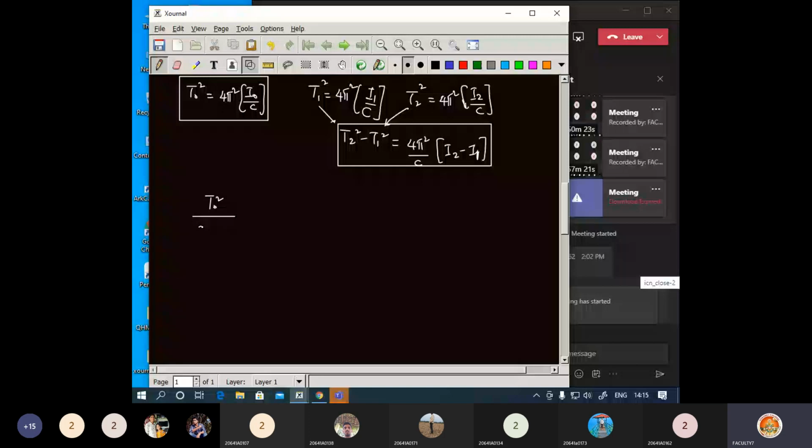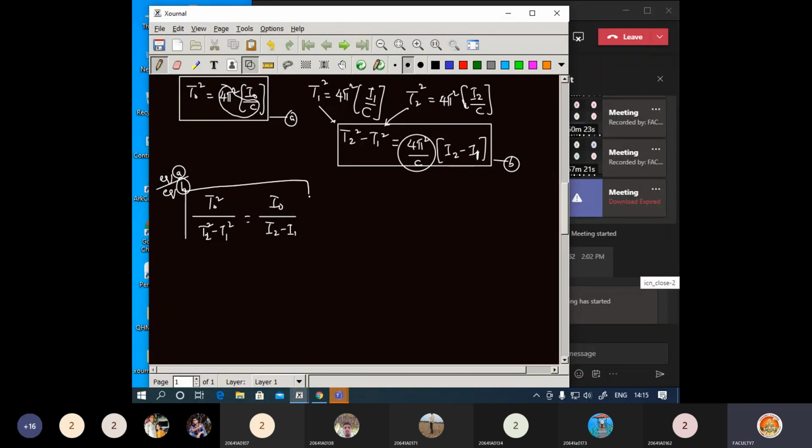Consider this equation as A, this as B. Now we are dividing equation A by equation B. What happens? 4 pi square by C will be common on both sides. This divided by this will get cancelled. So the remaining factor in the numerator will be I naught, divided by I2 minus I1.